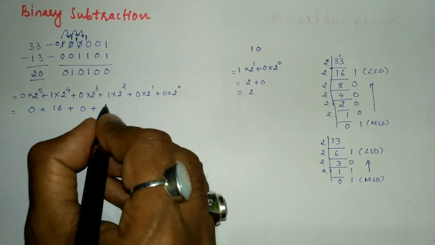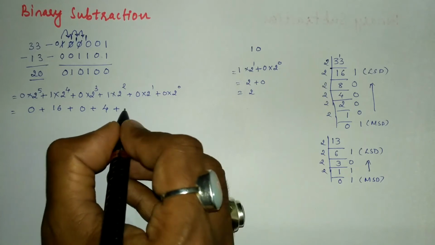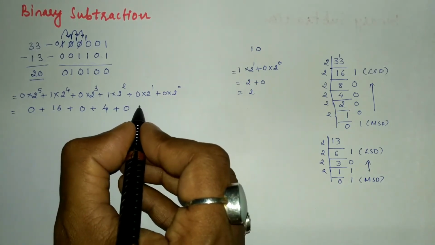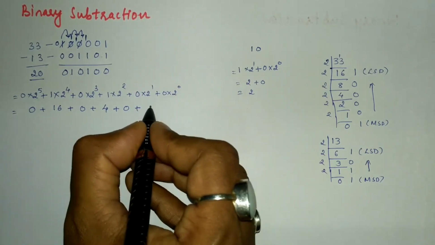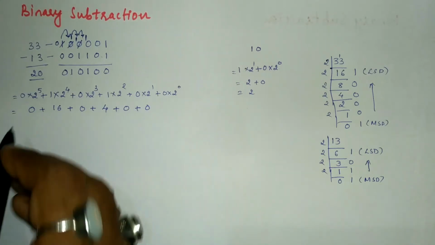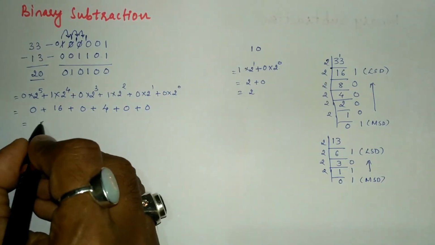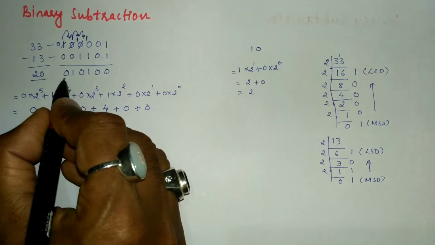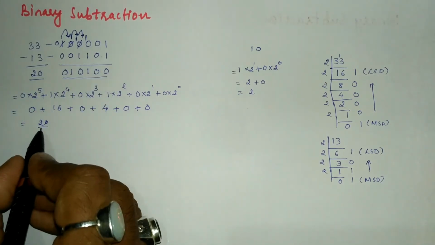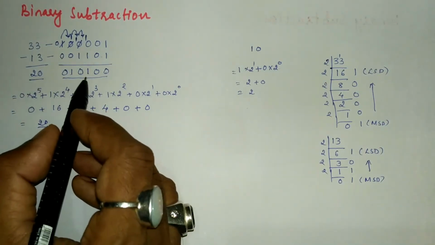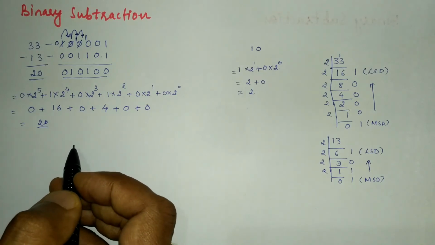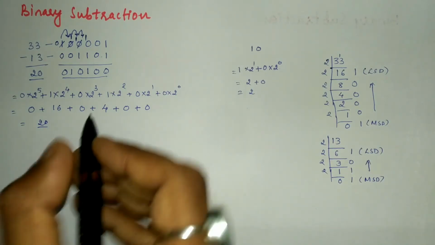2s are 4, 4 ones are 4 plus 0 into 2 to the power 1 is 0 plus 0 into 2 to the power 0 is also 0. Here you can see 16 plus 4 will become 20. So whatever we got in binary digits, that is equal to 20. Hence it is correct. Now let us take one more example of this kind.